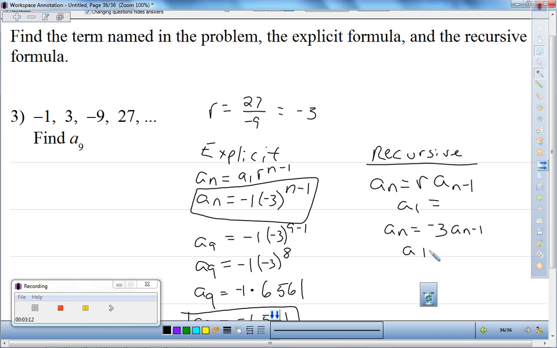And then a sub 1 is equal to the first term, which is negative 1. Not our common ratio, sorry. Our first term is negative 1. Our common ratio is negative 3, which we found up here.